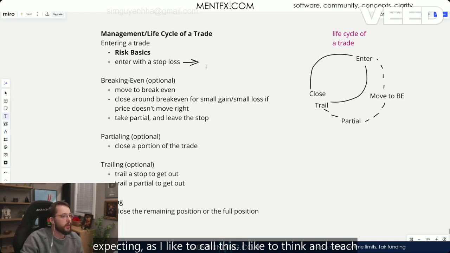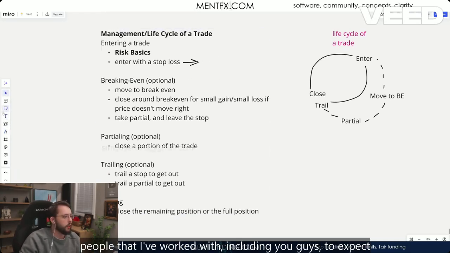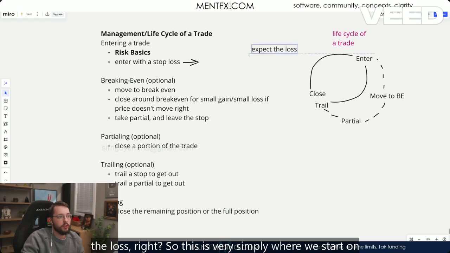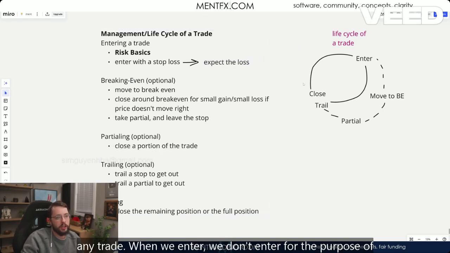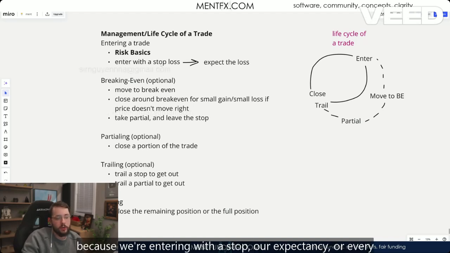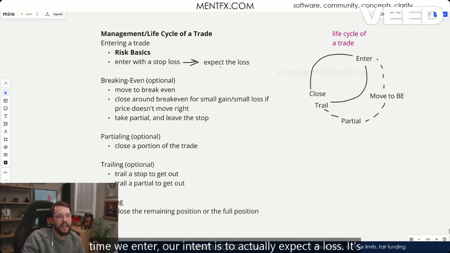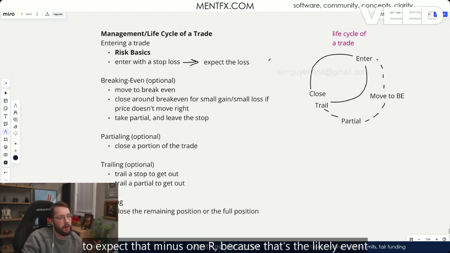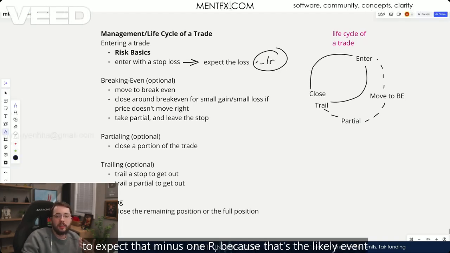I like to think, and teach people that I've worked with, including you guys, to expect the loss, right? So this is very simply where we start on any trade. When we enter, we don't enter for the purpose of even thinking about a win or a break even. We enter with the intent to close the trade. Because we're entering with a stop, every time we enter, our intent is to expect a loss. It's to expect that -1R, because that's the likely event of a trade that we take.